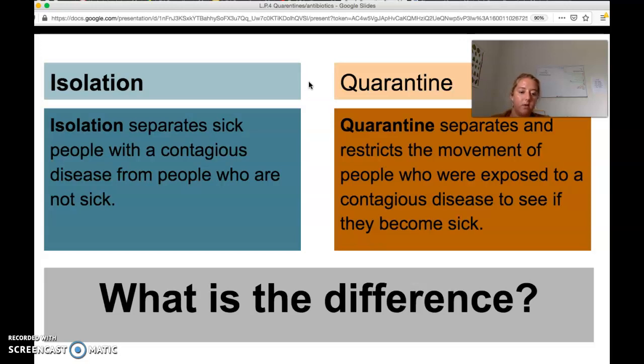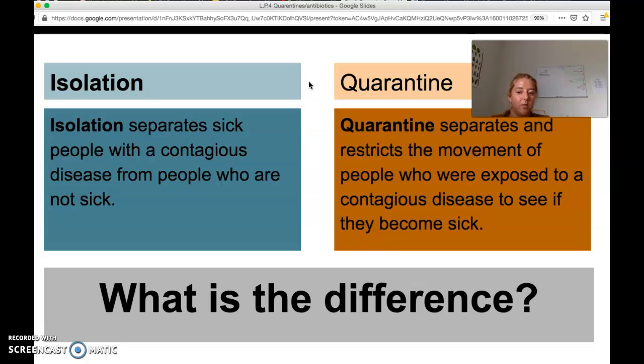while quarantine separates and restricts the movement of all people, no matter if they're sick or not, who were exposed to the contagious disease to see if they become sick. So the idea of quarantine is that when you are exposed to a person with a contagious disease, you might not be sick, but you stay away from the general population to not get them sick. Okay, you see the difference?